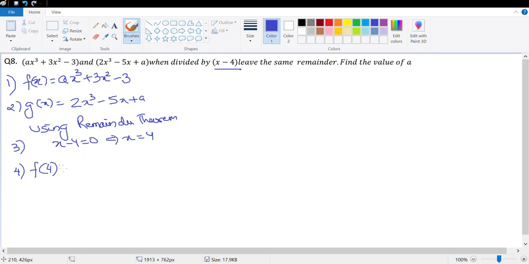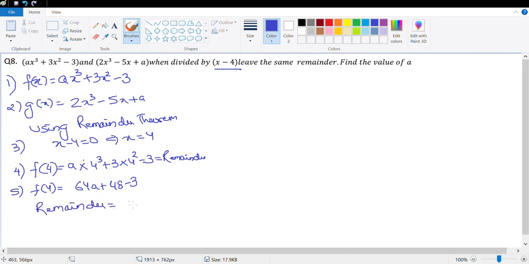So in this case, a multiplied with 4 cubed plus 3 multiplied with 4 squared minus 3, and that will be the remainder. So the remainder will be the value of the expression when x is equal to 4, that will be 4 cubed, that's 64a, plus 4 squared, that's 16 into 3, 48, minus 3, which means remainder is equal to 64a plus 45. That's our first equation.